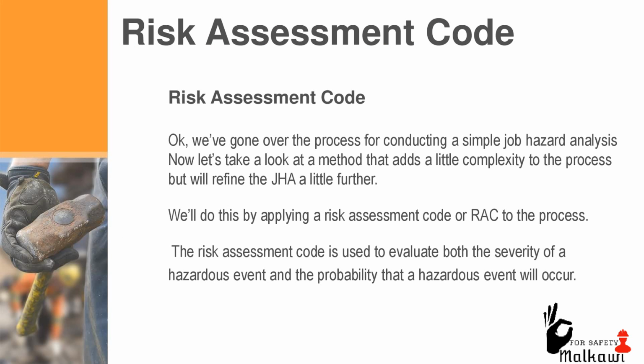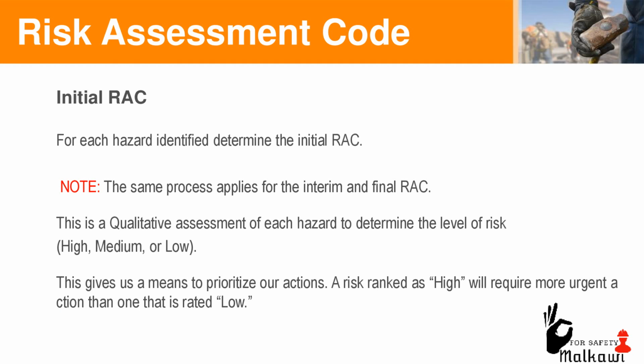Risk assessment code. We've gone over the process for conducting a simple job hazard analysis. Now let's take a look at a method that adds a little complexity to the process, but will refine the JHA a little further. We'll do this by applying a risk assessment code, or RAC, to the process. The risk assessment code is used to evaluate both the severity of a hazardous event and the probability that a hazardous event will occur.